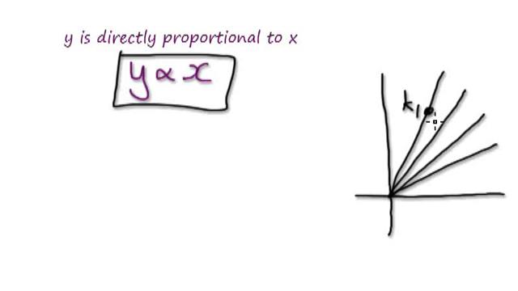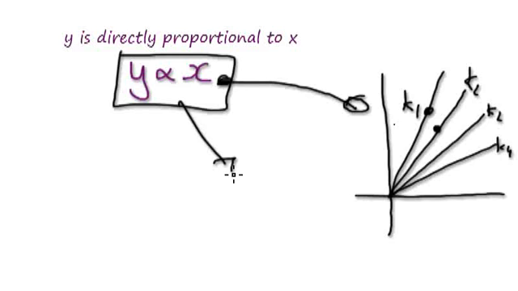So this here could be one value of k, and this line here you have another value of k, k2, k3, and k4, and so on. So when you're told y is directly proportional to x, then visualize this graph, or you can visualize it as this as well: y equals kx.